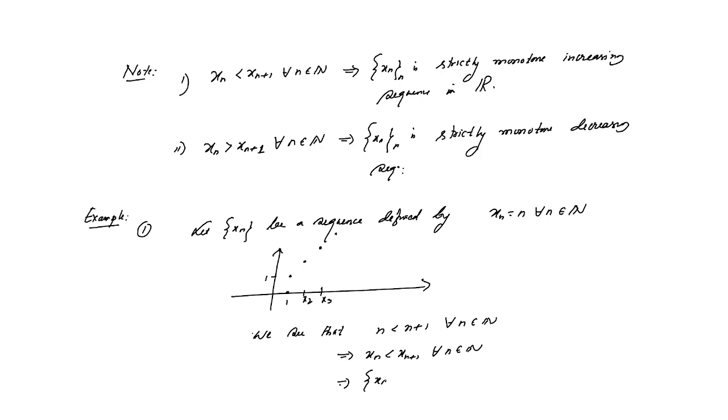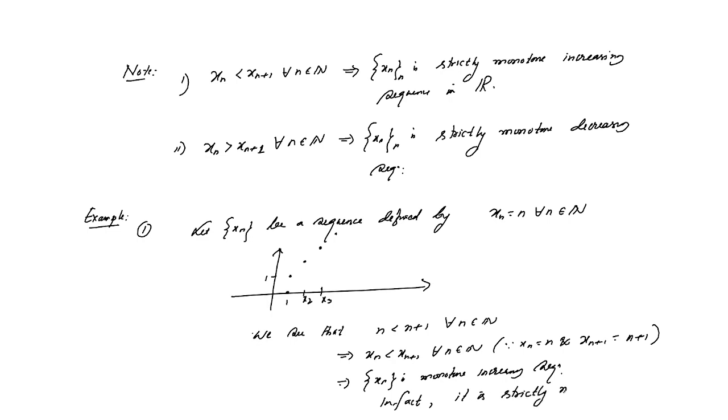So since xn equals n according to the definition of the sequence in this example, xn plus 1 is equal to n plus 1. So that xn is a monotone increasing sequence, and in fact it is strictly monotone. It is a strictly monotone increasing sequence in R.